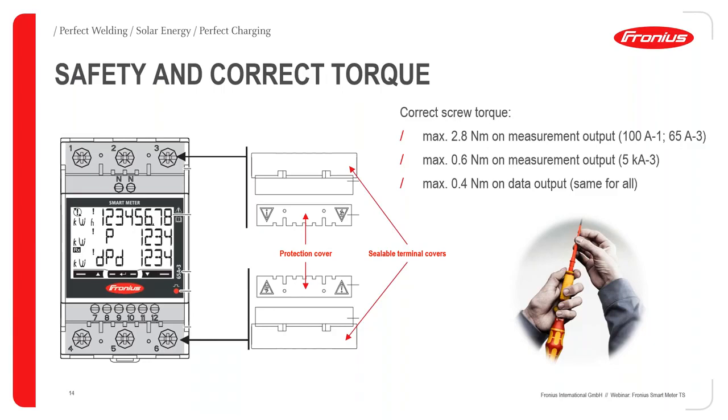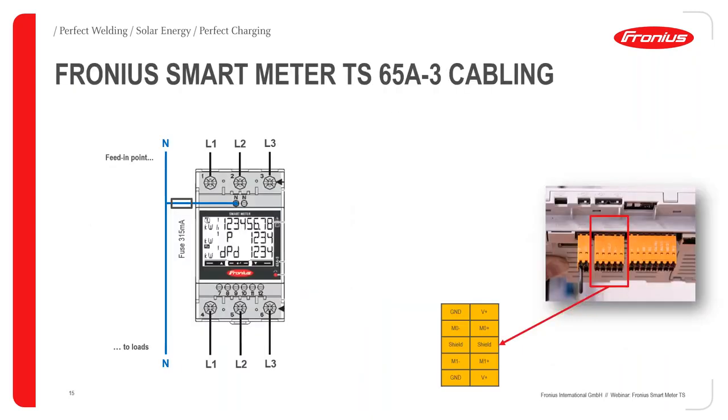The only difference is the 5 kiloamp smart meter, which only has 0.6 Newton meter on the measurement output, just because we don't run any load over this line. It's just for the voltage measurement. And for the data output, we have 0.4 Newton meters on all of our types. But now let's head on to the actual cabling and installation.